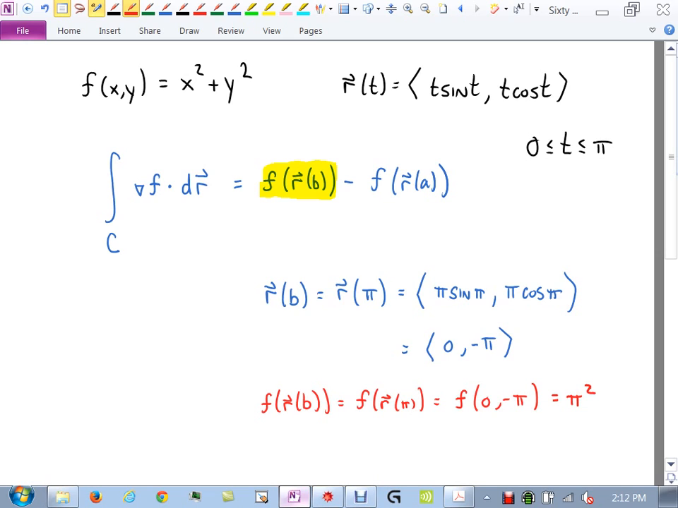Now that's just r of b. So I'm going to go back up here where I was doing my work. This is pi squared. Now what's r of a?